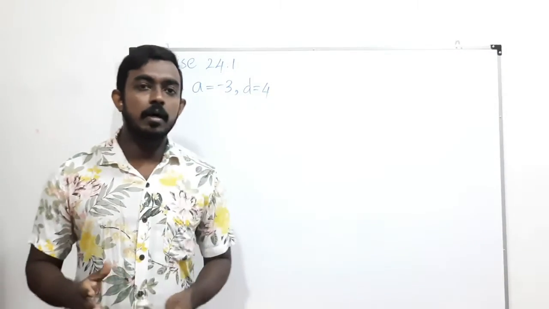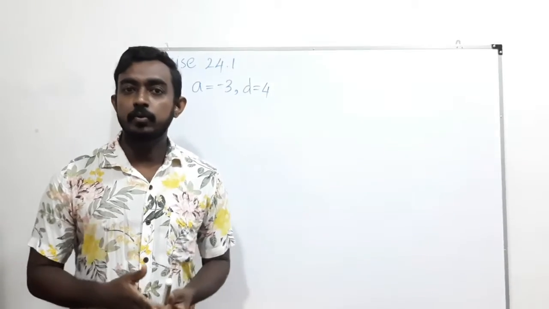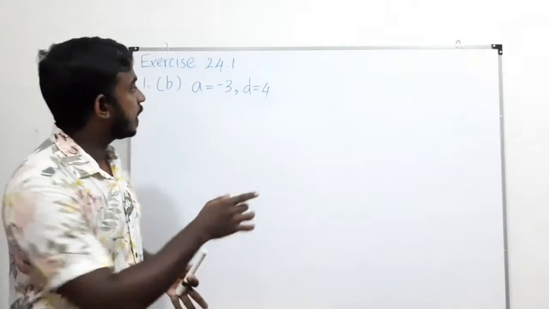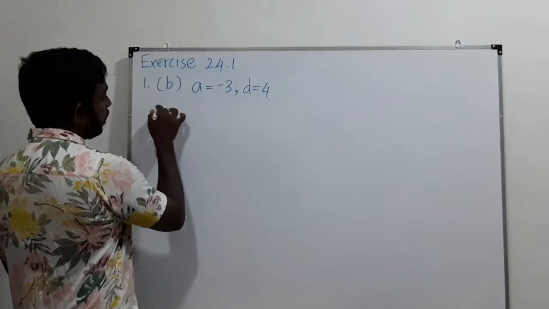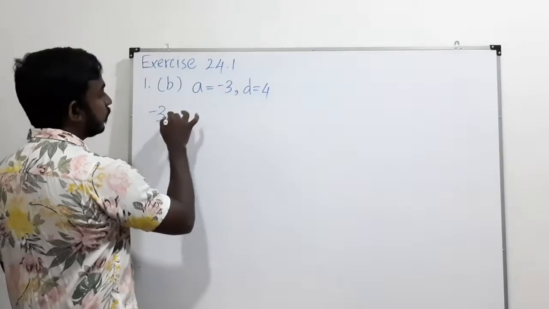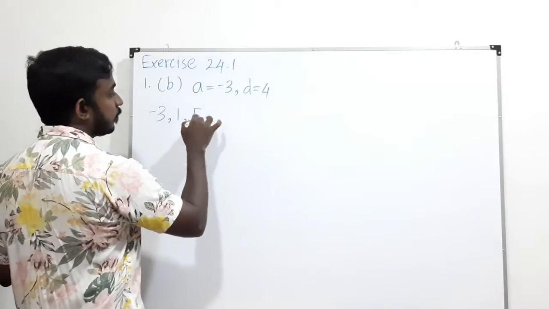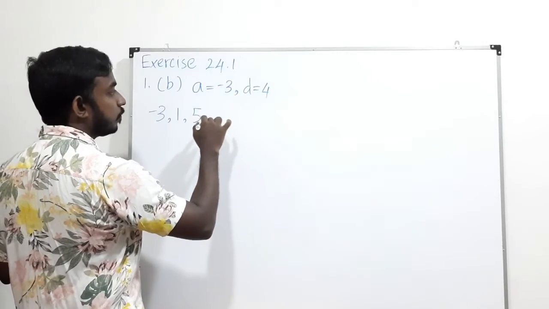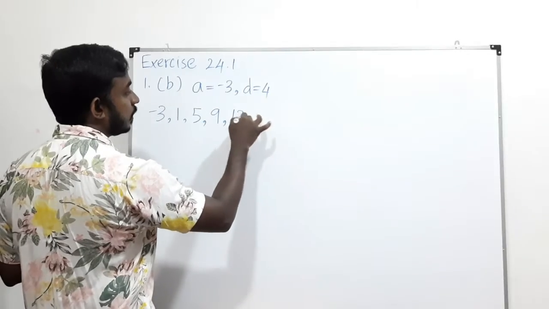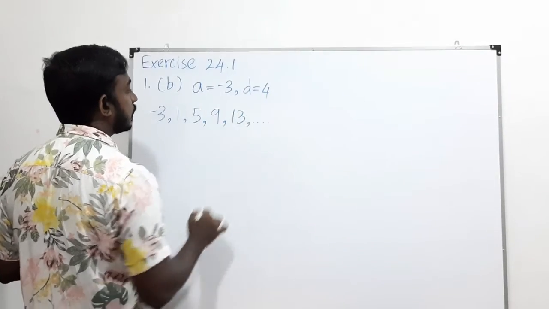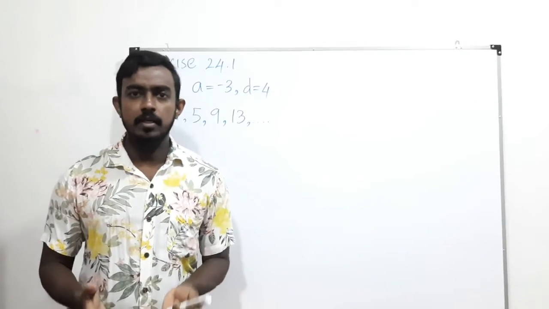Now, in here, my dear children, to find the first 5 terms, as I told you before, you have to add the common difference to the first term. Then it's easy. Minus 3, when you add 4, it will be 1. Then again, if you add 1 and 4, it will be 5. Then again, if you add 4 again, then it will be 9. Then 9 plus 4, it will be 13. Then it may continue, but they have asked us to write the first 5 terms only. So as you can see, it's very easy.